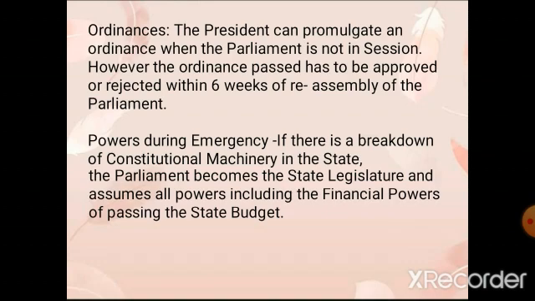Okay, so if any constitutional violation has been observed in any of the states, that state will come directly under the control of the parliament. The state emergency will be declared. Okay, so during the state emergency, the entire state will be under the control of the parliament. So the parliament will take over, even including the financial powers.